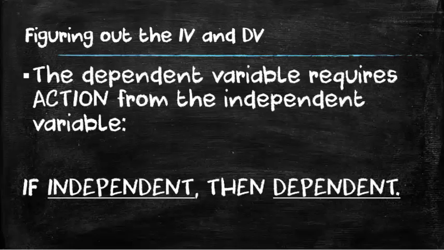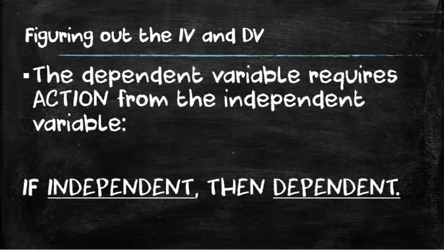And the way that I always remembered this when I first started trying to memorize the purpose of dependent and independent variables, I would always say to myself, the dependent variable depends on action from the independent variable. So if you translate that to your if-then statement, your independent variable is the if side of the equation, and your dependent variable is the then side of the equation.